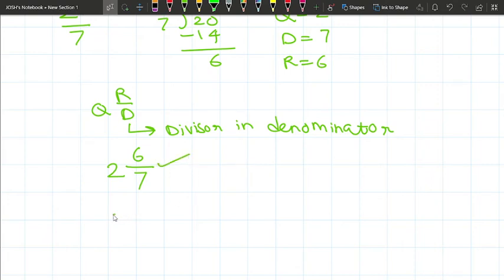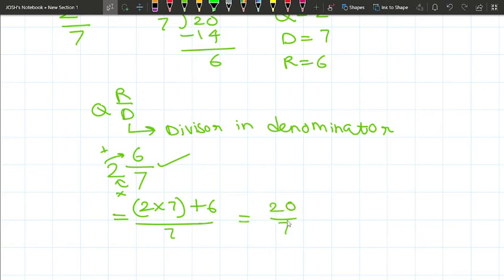Now let us check our answer. First you multiply, then you add. Multiply 2 by 7 and then add 6 to the product. 2 multiplied by 7 plus 6 by 7. So what you get is 20 by 7. So our answer is correct.